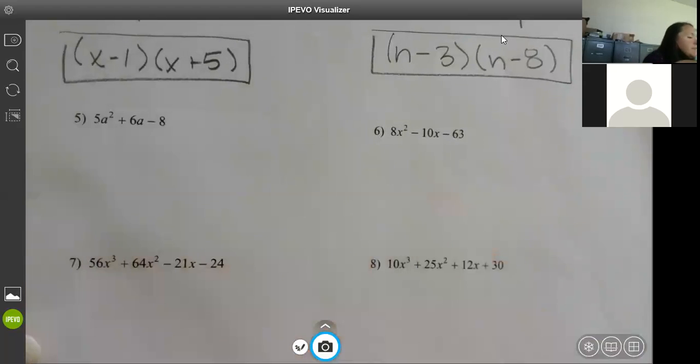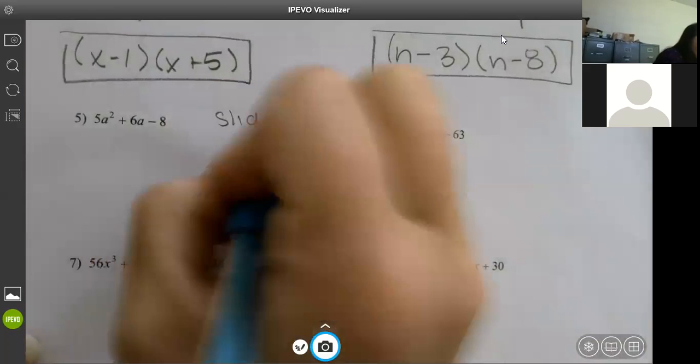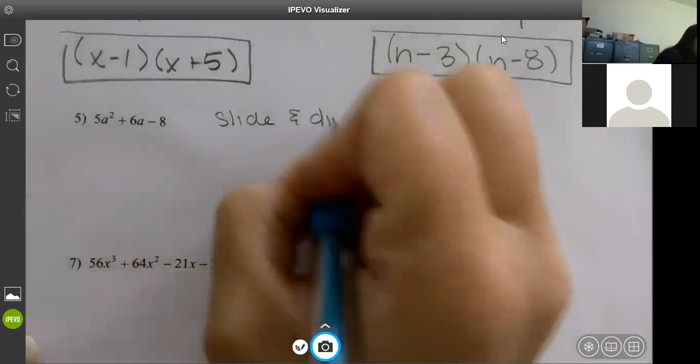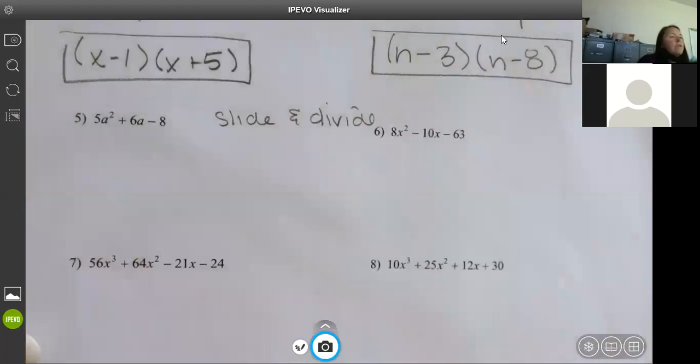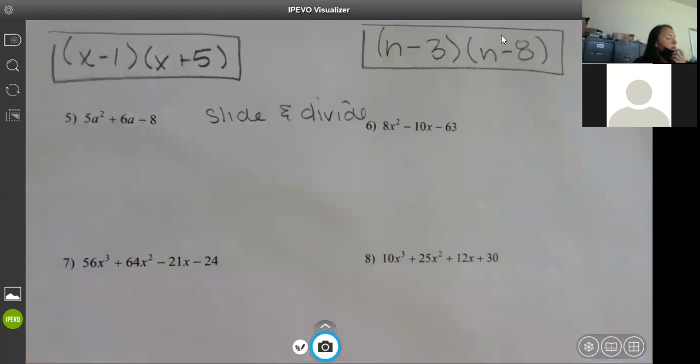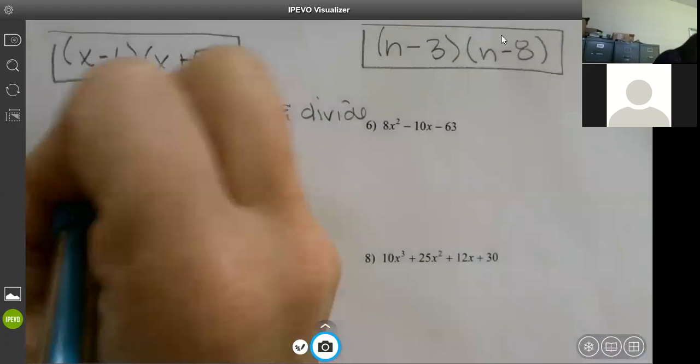All right, so then on the next one, 5 and 6, we have a number in front, and I'm going to go ahead and tell you it doesn't have a GCF. Let's see, 5 and 6 on your test are exactly the same way. So these are slide and divide. Okay, both of these are slide and divide. So we're going to slide the 5 over.